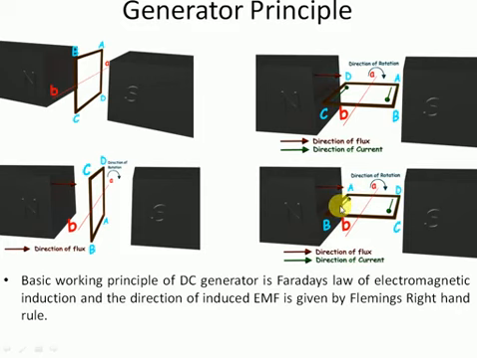If you look here, you will be able to identify that in the conductor AB the direction of current is from B to A, because in this situation the conductor AB is moving upwards, whereas in the previous case the conductor AB was moving downwards. So definitely the direction of current will also get reversed. In the previous case the direction of current was from A to B, so in this case the current will be from B to A, and in the conductor CD the direction of current will be from D to C. Here also you will be able to identify the direction of induced current by using Fleming's right hand rule.